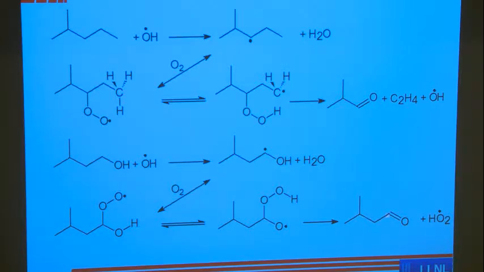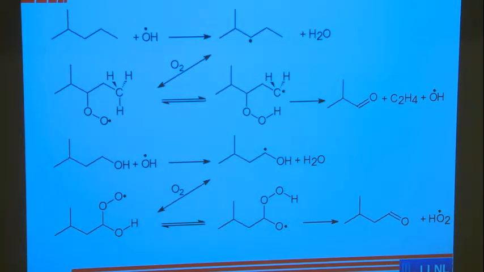This is C5 aldehyde plus HO2. But you can see now we've generated this radical in the alcohol species, and this radical cannot add to molecular oxygen. This is an oxygen atom, and there is no well depth, right? It cannot recombine to give you an alkyl peroxy radical. It won't stabilize. There's no well depth.